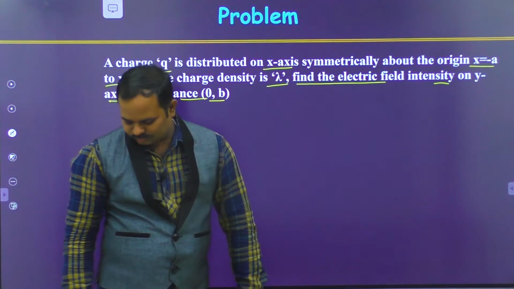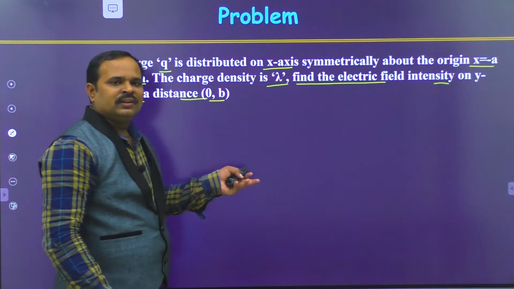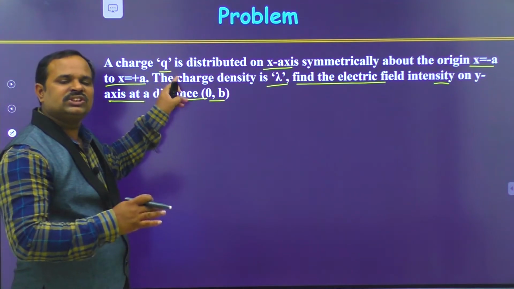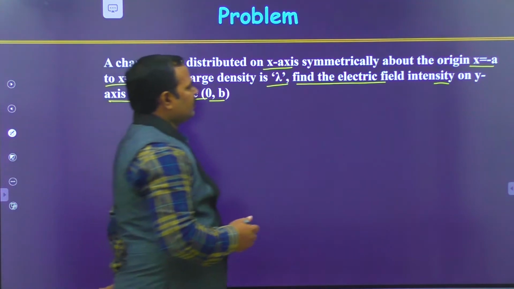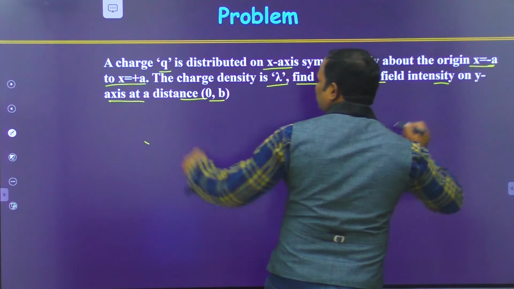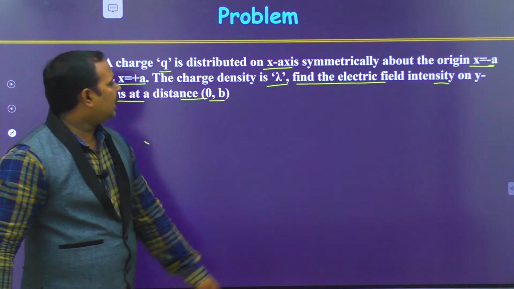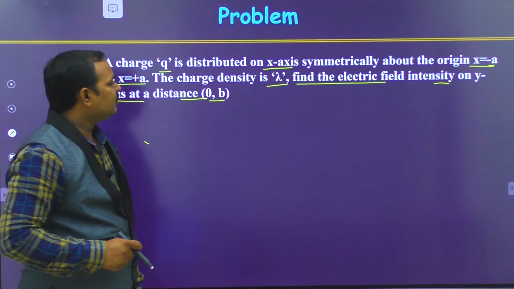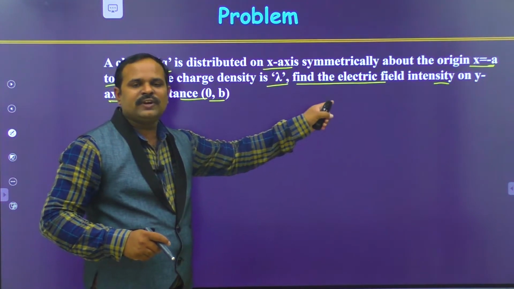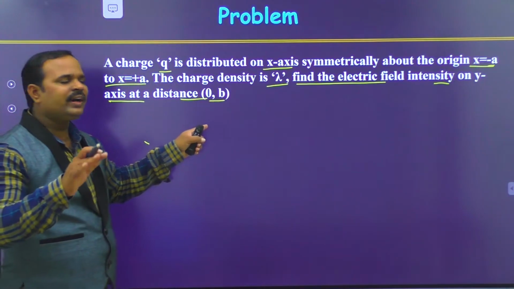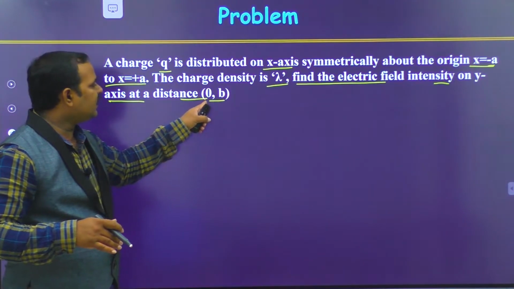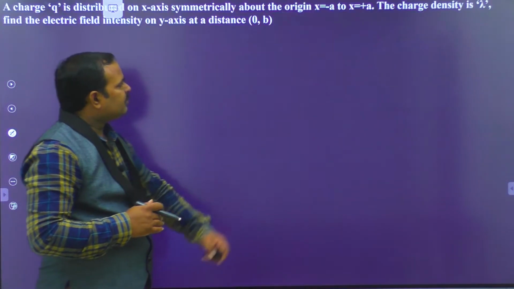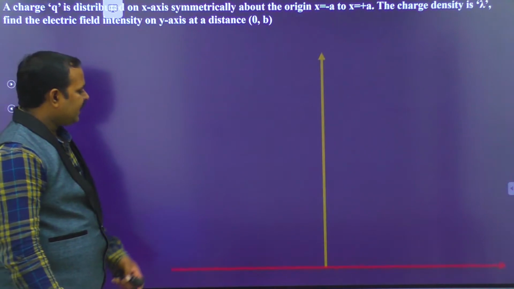This is the problem. Here, there is a total charge Q, which is distributed along a line on the x-axis from x equal to minus a to plus a. And the linear charge density is given, that means this is a uniform charge distribution. Now they are asking us to find the electric field at a point on the y-axis, that is at (0, b). So for this one, let us start by considering the x-axis and y-axis.